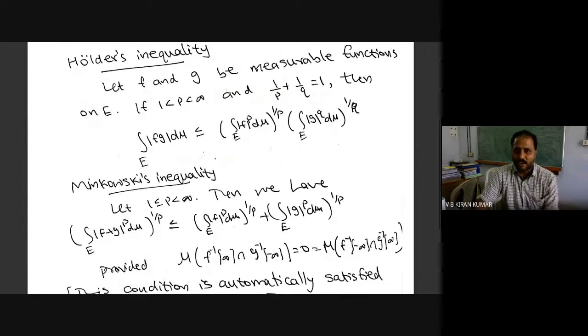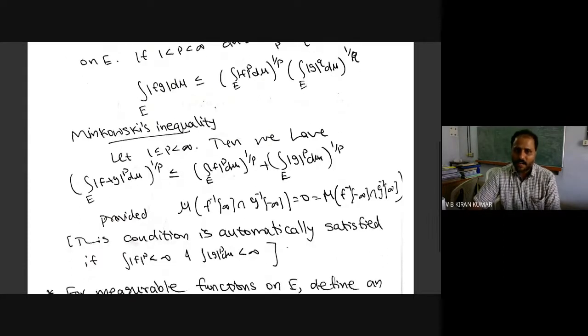So the first one is Hölder's inequality again. Now instead of summation, you will have integration here. Remember, integration is a kind of uncountable sum, so naturally we expect integration instead of summation. When 1 less than p less than infinity, you have a q which satisfies 1/p plus 1/q equal to 1. Now Hölder's inequality is similar to the countable situation: the integral of |fg| dμ is less than or equal to the integral of |f|^p dμ to the power 1/p, times the integral of |g|^q to the power 1/q.